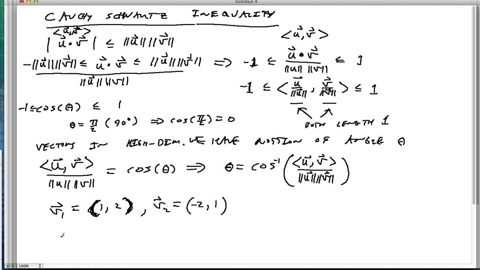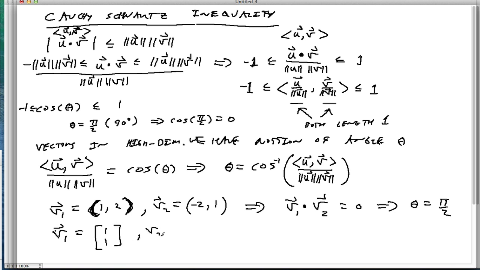But let's try something different. So of course the dot product of these two vectors is going to be 0, and that would imply then that theta is equal to pi over 2. So let's try another example. v1 is equal to 1, 1, and v2 is equal to 1, 0. Okay, all right. So I can draw a picture of what that looks like.